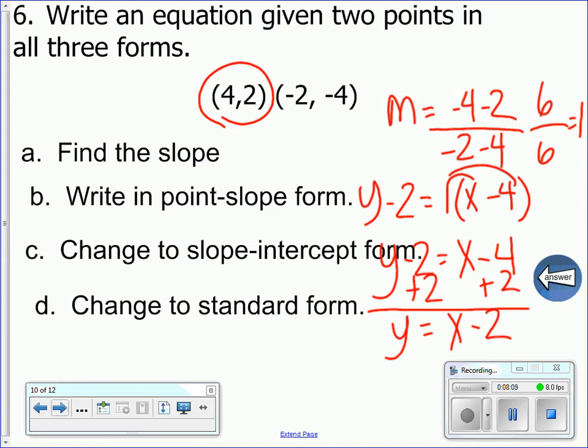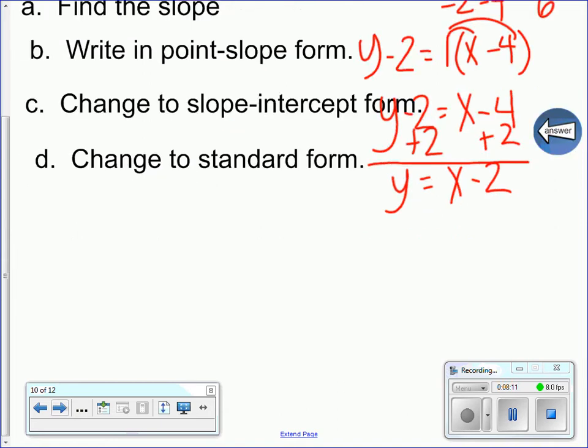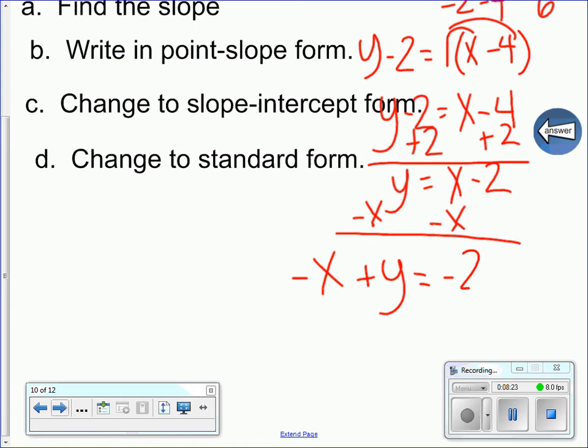That is slope-intercept form. Now to change it to standard form, I'm going to subtract x from both sides, and I get negative x plus y is equal to negative 2. And remember, I cannot have a negative x, or negative a, which is in front of the x, so I multiply everything by negative 1, and I get x minus y equals 2.